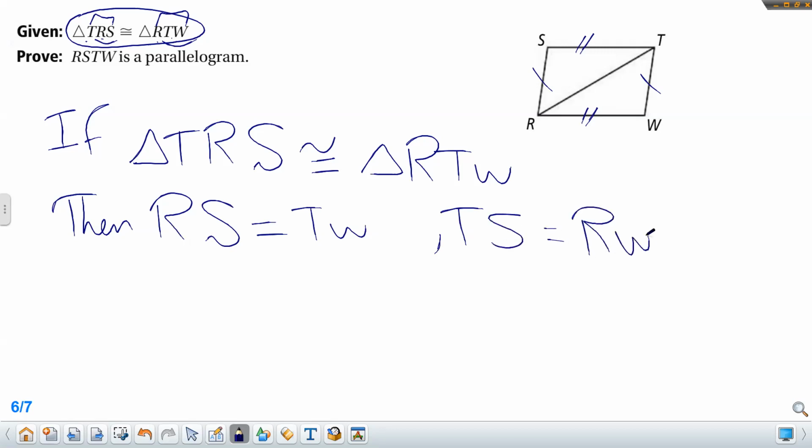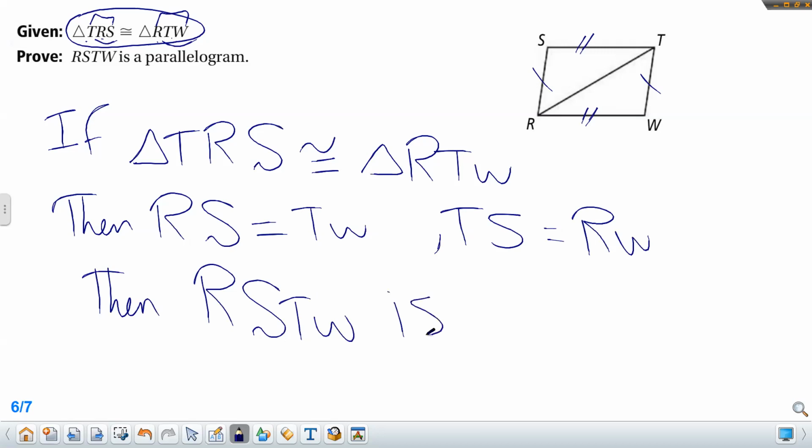What do you notice? We notice that each two opposite sides are equal. This is one of the cases of proving a parallelogram. So now we can say every two opposite sides are congruent, so the figure RSTW is a parallelogram, because you got one case of the five cases.